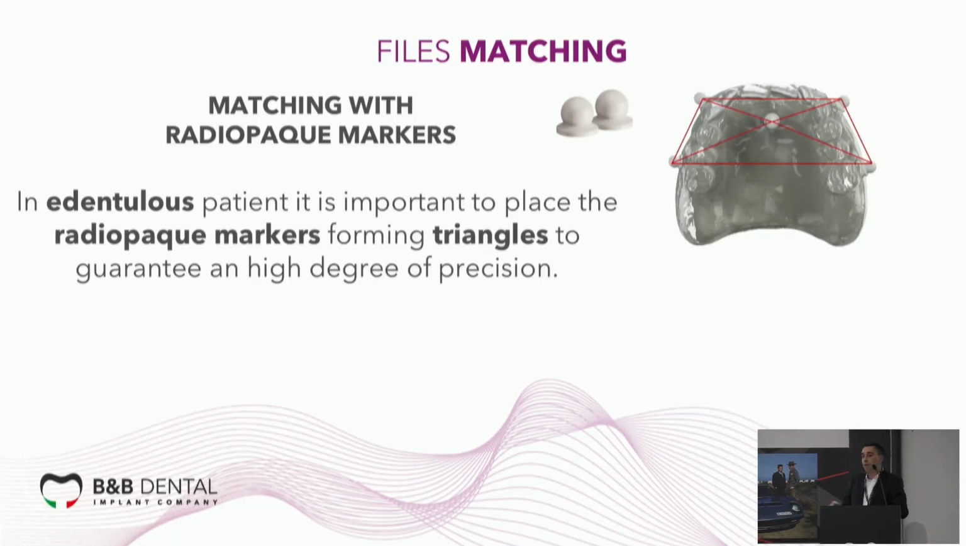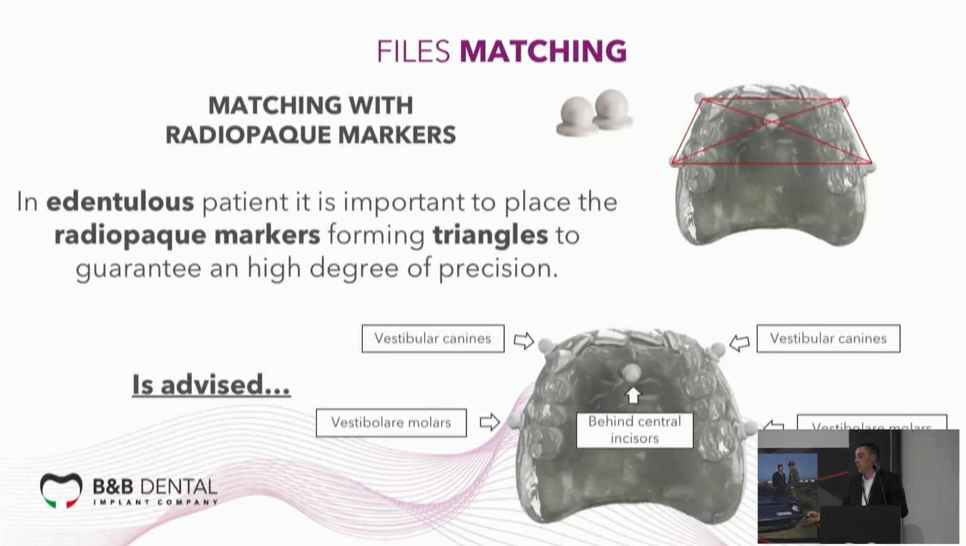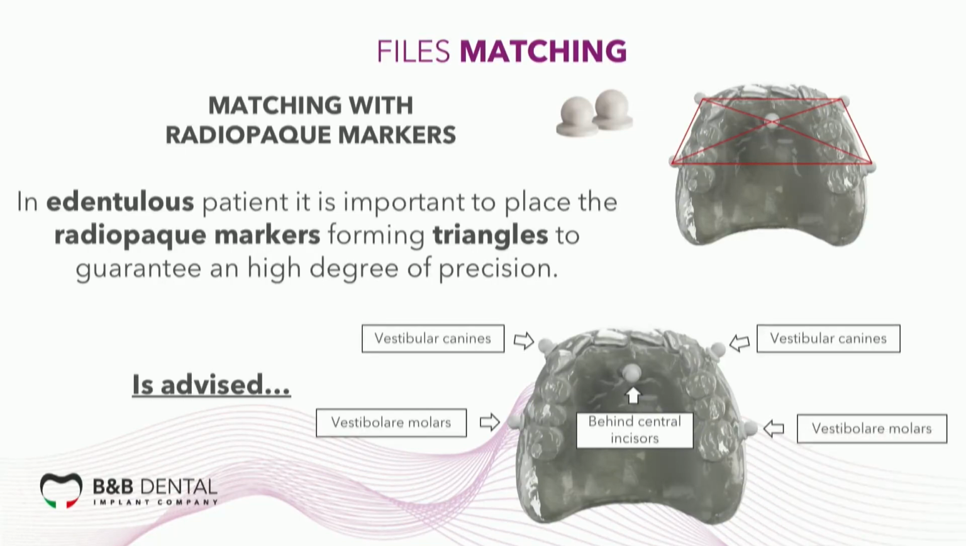And in case of a lot of metal, and in a partially dentulous patient, you have to use our markers. This disposition is advised, we suggest this position: one behind the central incisors, two on the vestibular surface of the canines, and two on the vestibular surface of the molars.